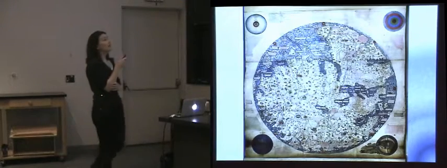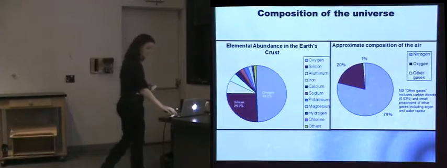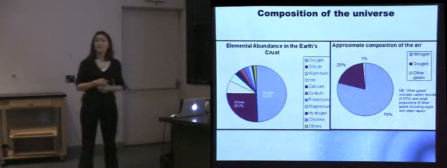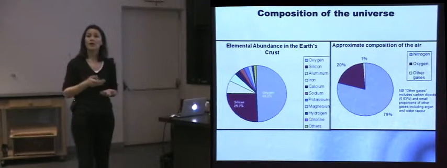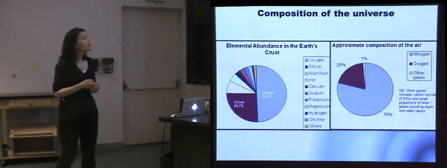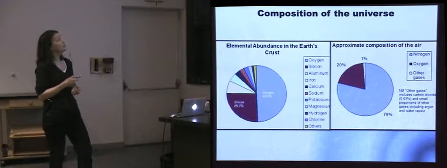But when you actually look at our known compositions, things get a lot more complicated, right? Now we know it's not just earth, air, fire, and water. We know that, for example, the Earth's crust is made up of a lot more things, right? A lot more complicated elements, and so is the air.